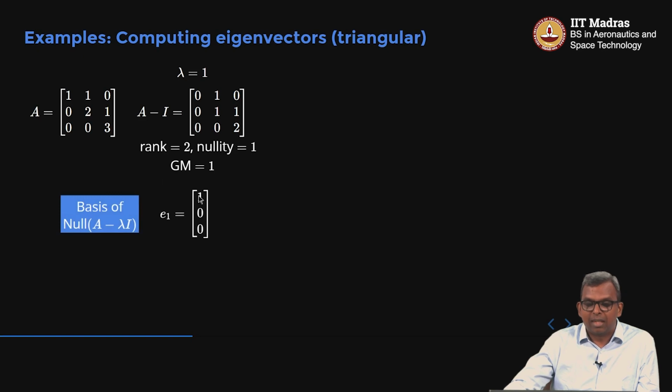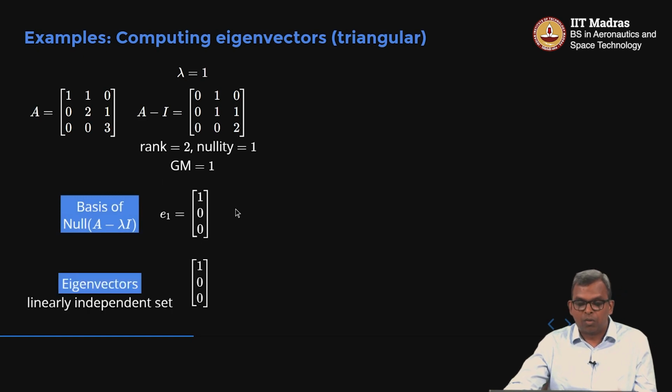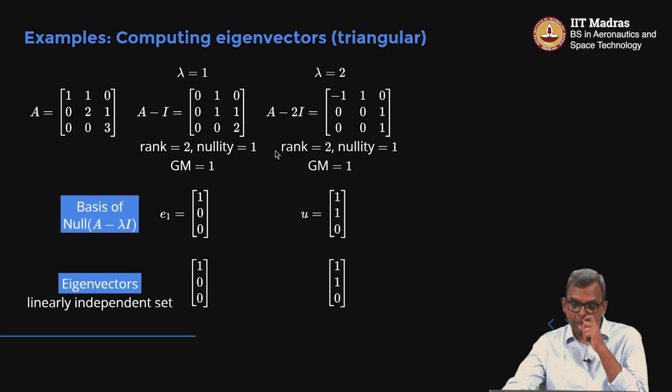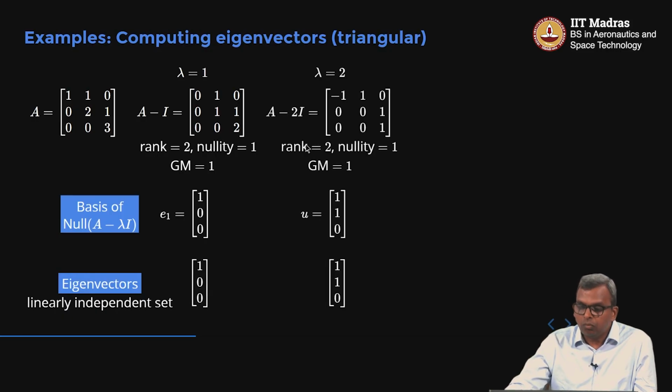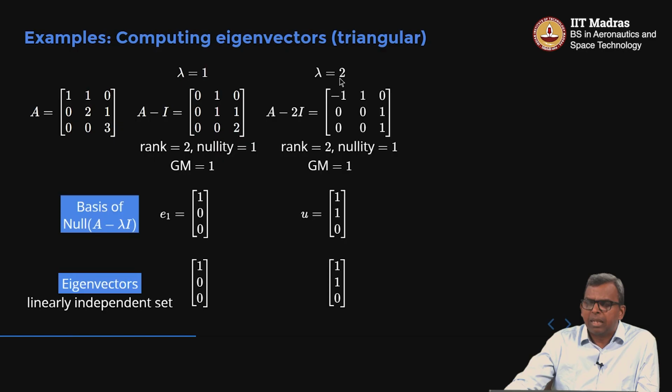The basis itself is just 1 0 0. So, if you are looking to collect linearly independent eigenvectors, 1 0 0 is already there. Okay. So, this is the first case. What happens when lambda is 2? When lambda is 2, things become slightly different.